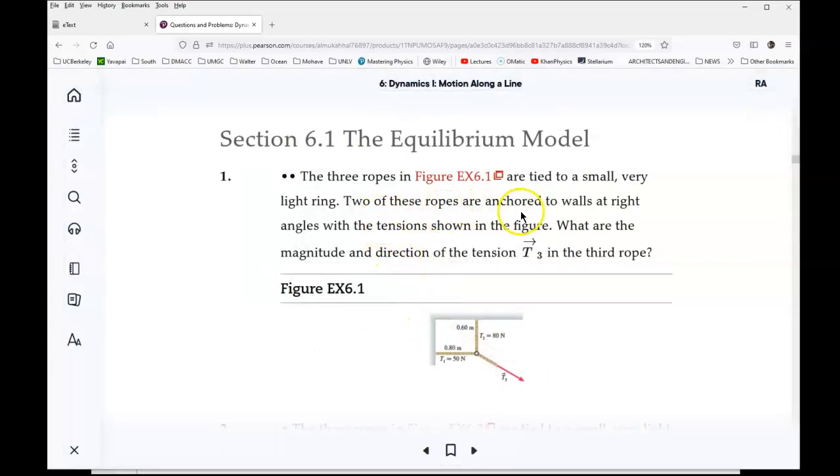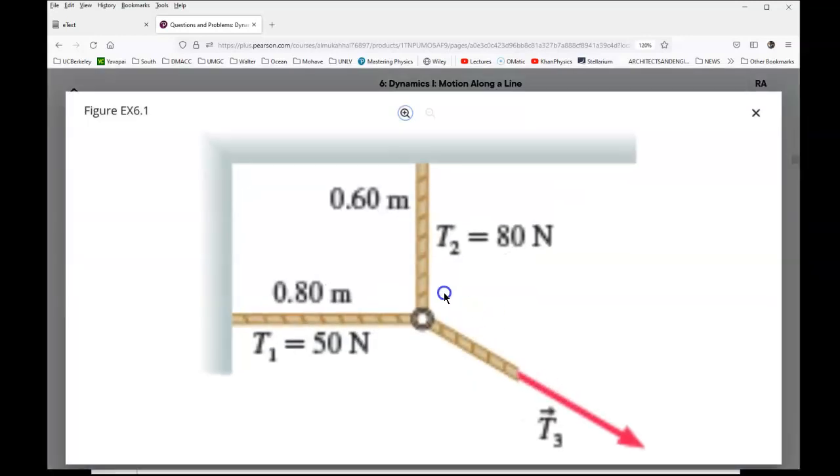Two of these ropes are anchored to walls at right angles with tension shown in the figure. All right, so we have tension T2 and tension T1, so we have 80 Newton. By the way, Newton is the unit of force. Please read from the book before you watch the video because I can't tell you all the details here. The purpose of these videos is to work out problems, as many as possible. You read from the book and then you come here to solve problems with me. Anyway, the tension here, T2, is 80 Newton. The tension T1 is 50 Newton.